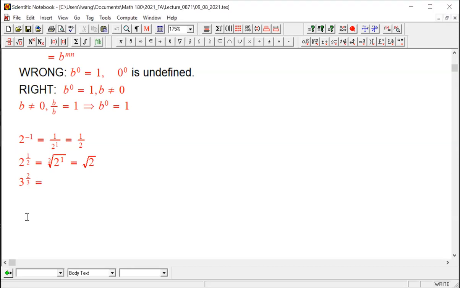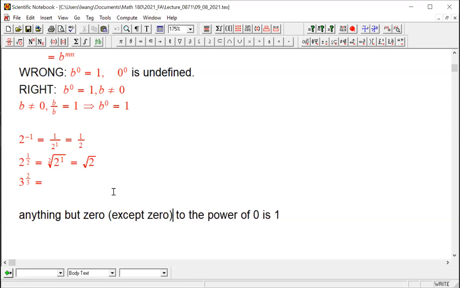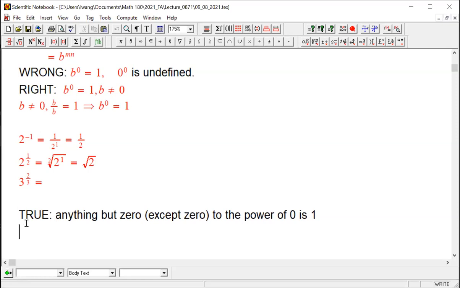Then you just have to go back to re-examine what you said. Anything but 0, or anything except 0, to the power 0 is 1. This will be true, but this will be false. So do you see the difference? In fact, if you'd like to be a public speaker, mathematics will train you to be a better speaker.